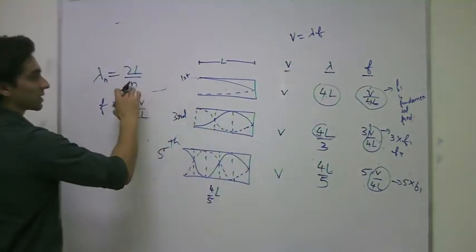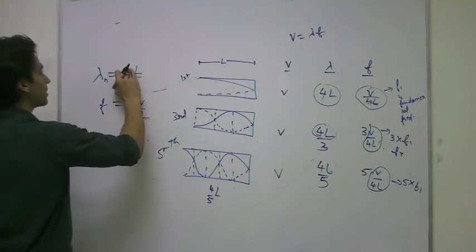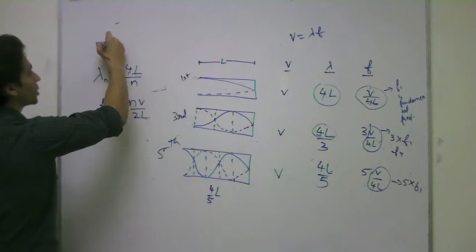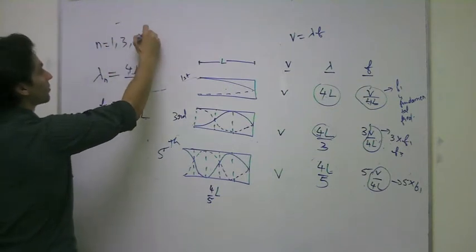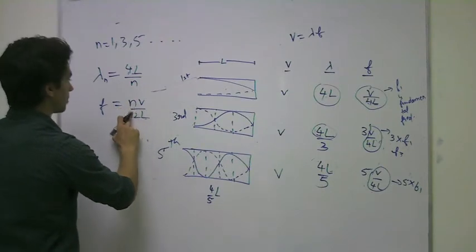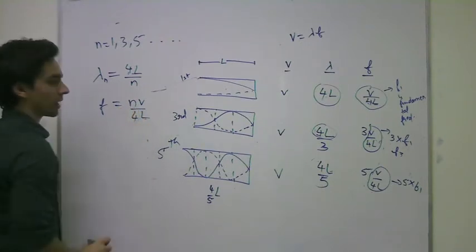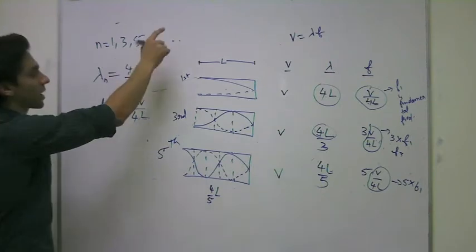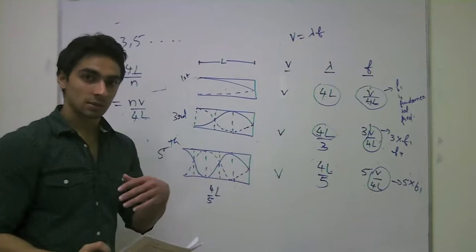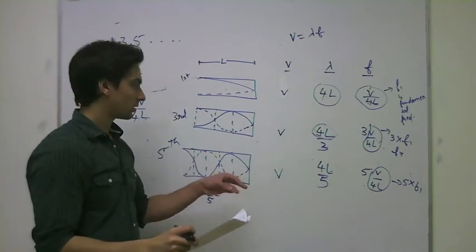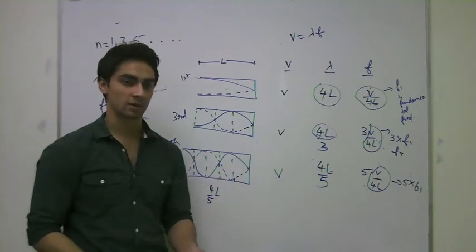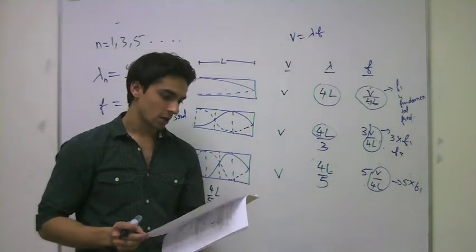The general formula in this case becomes lambda n is 4L over n, where n equals 1, 3, 5, etc. And the frequency becomes nV over 4L, where again n is 1, 3, 5, etc. So these are the three different cases of standing waves which will be tested in the exam.